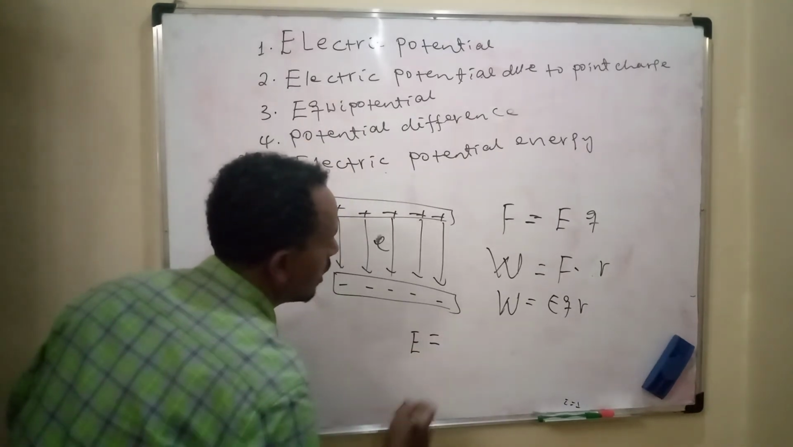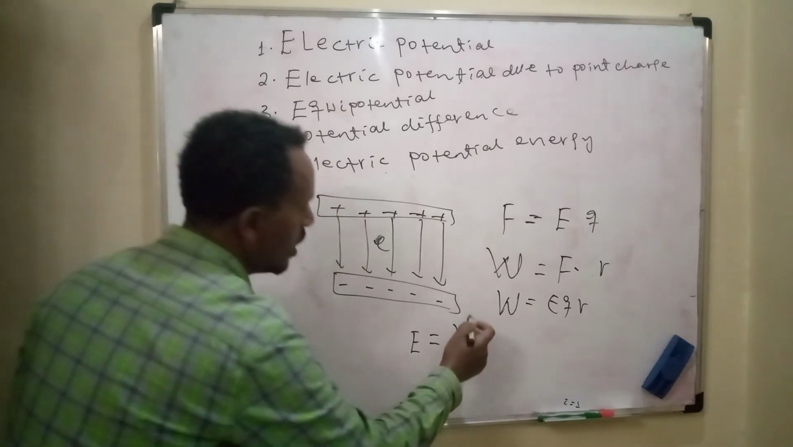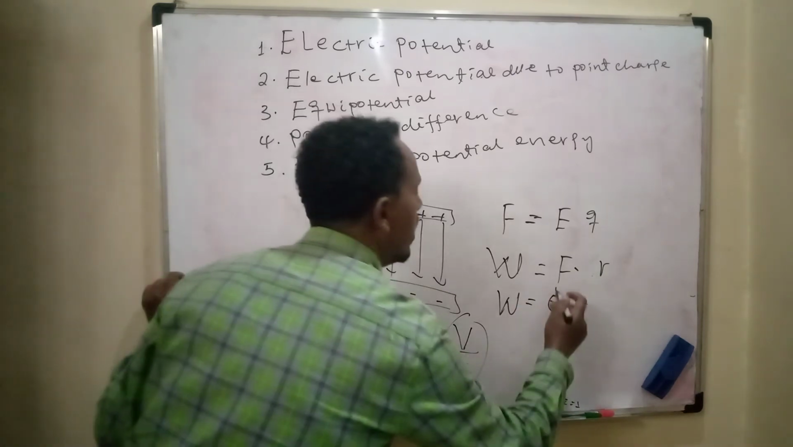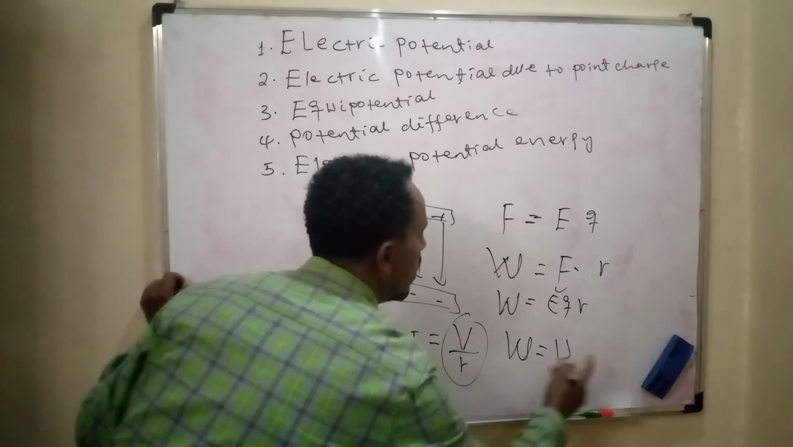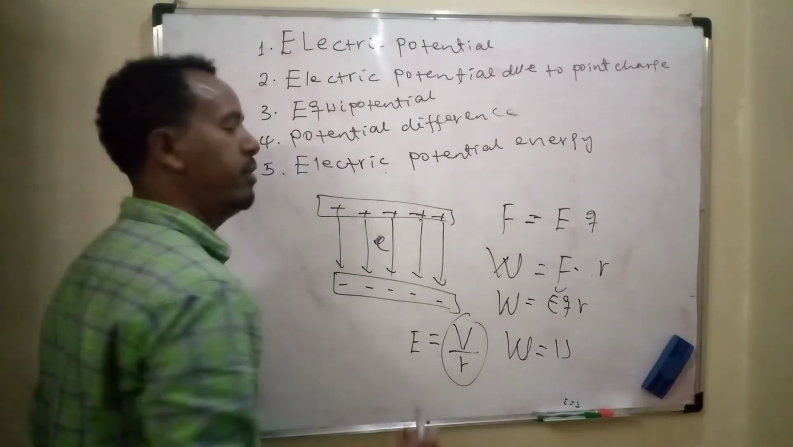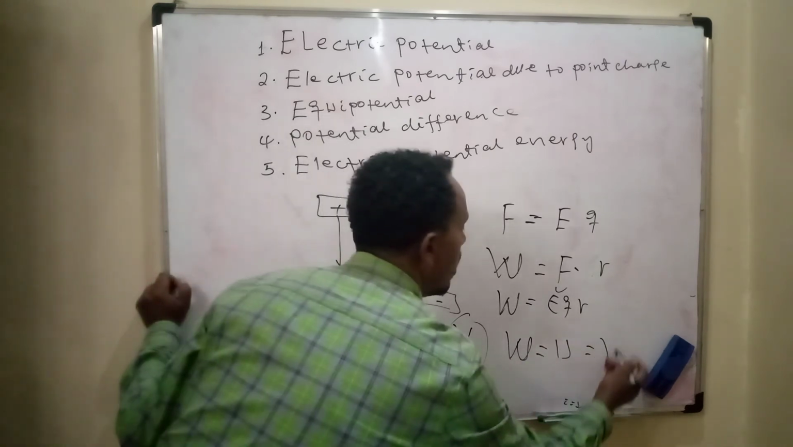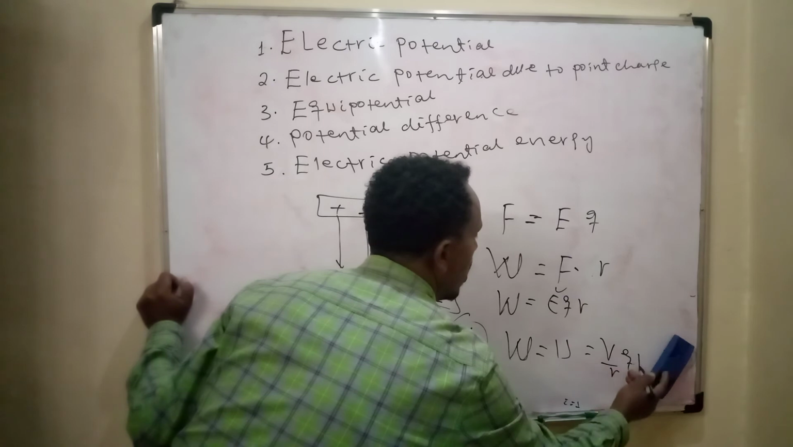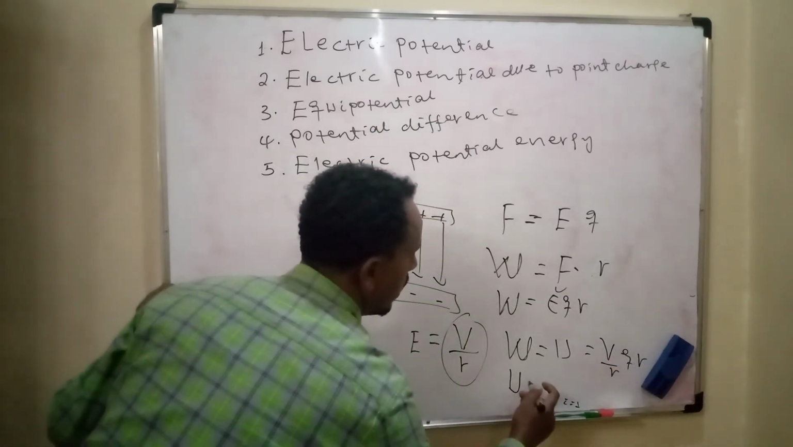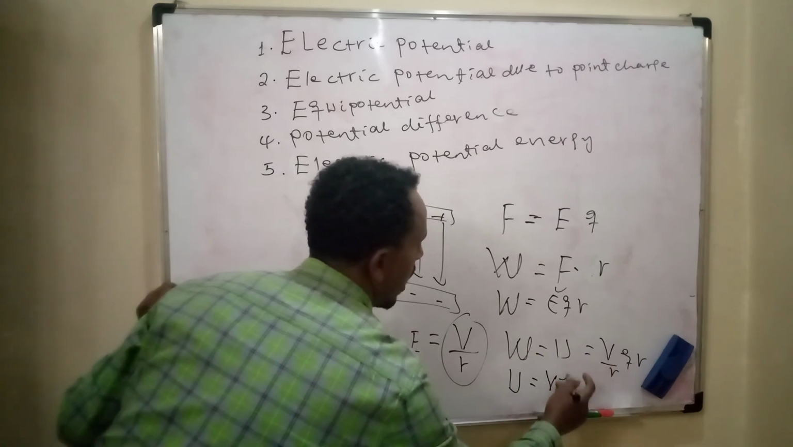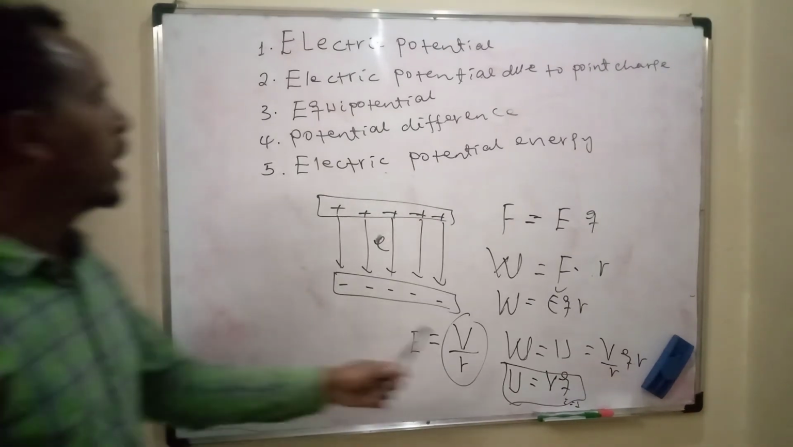You know that electric field strength is equal to potential difference divided by R. So substitute V over R instead of electric field strength. Therefore, work done, which is equal to electric potential energy, symbolized by U, is equal to, instead of E, V over R times Q times R. Now R is cancelled by R. Electric potential energy is equal to V times Q. This is electric potential energy.